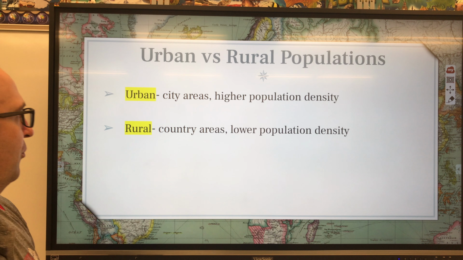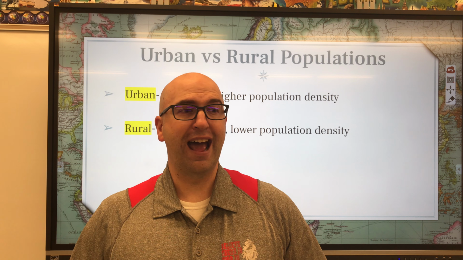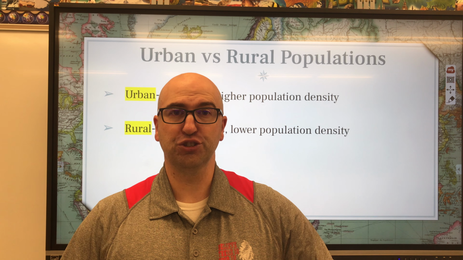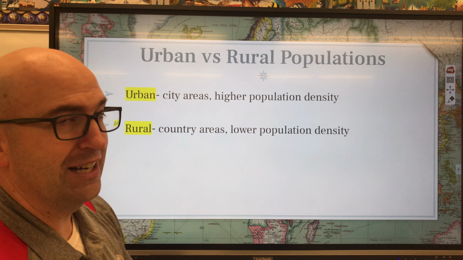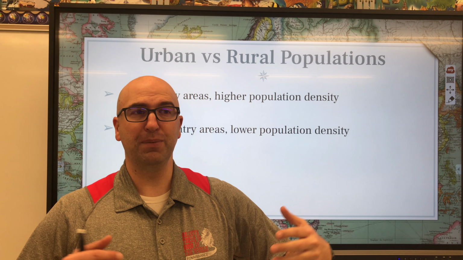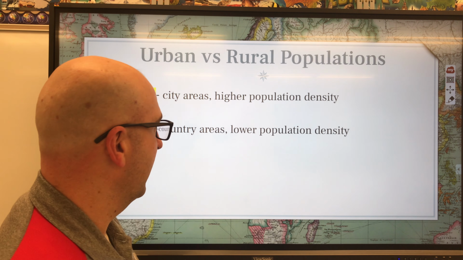Then we have rural. Rural areas are our country areas. Now the United States is made up of more country area than city area, but those areas have lower population densities, meaning that the population in a square mile is less than it is in the urban areas.